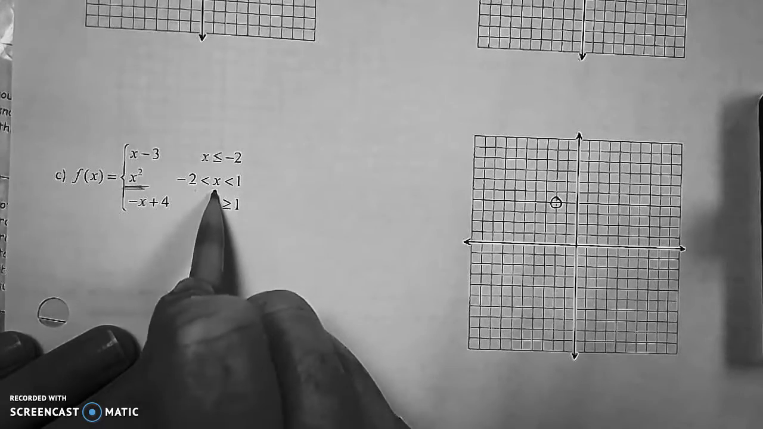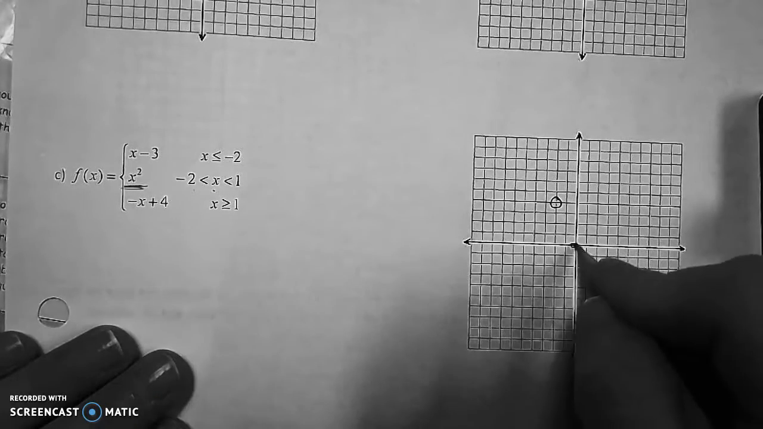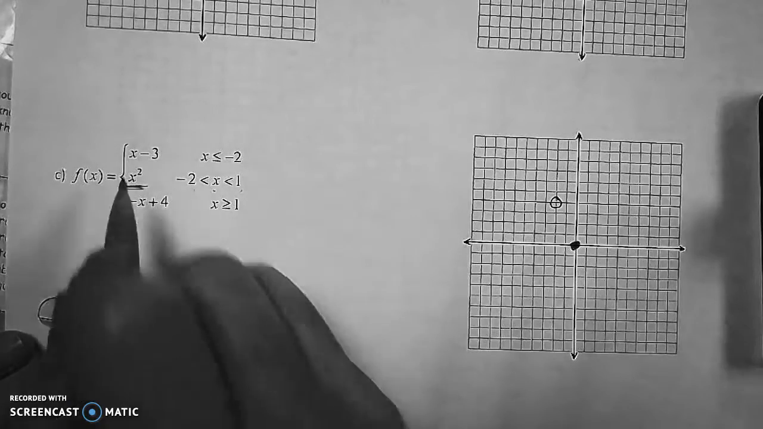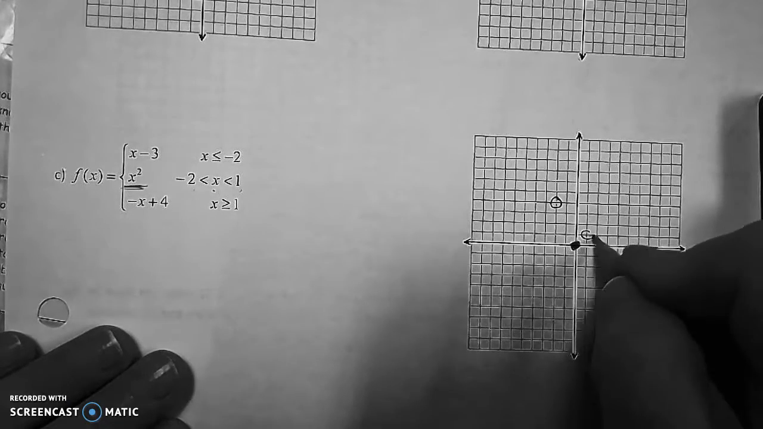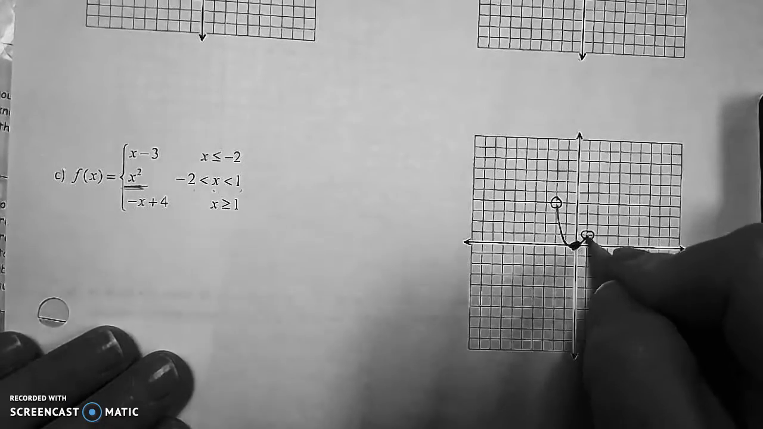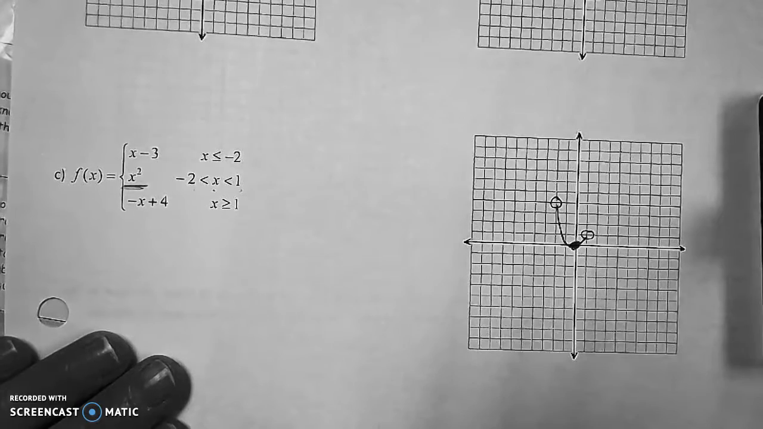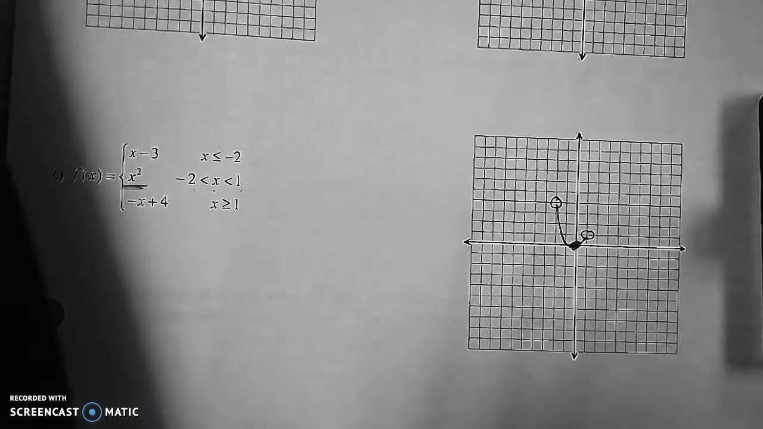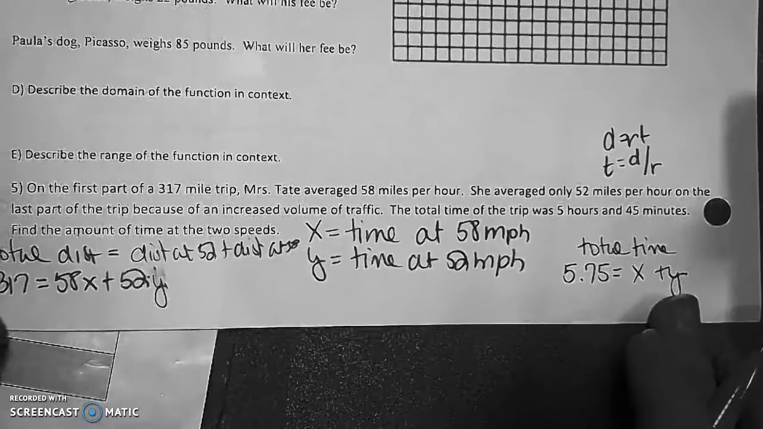Well, 0 is in this interval. Plug 0 in, I get 0 out. Plug 1 in, 1 squared is 1. It's an open circle as well. This is a parabola. And so that, I think, answers your question there about the middle part of C.